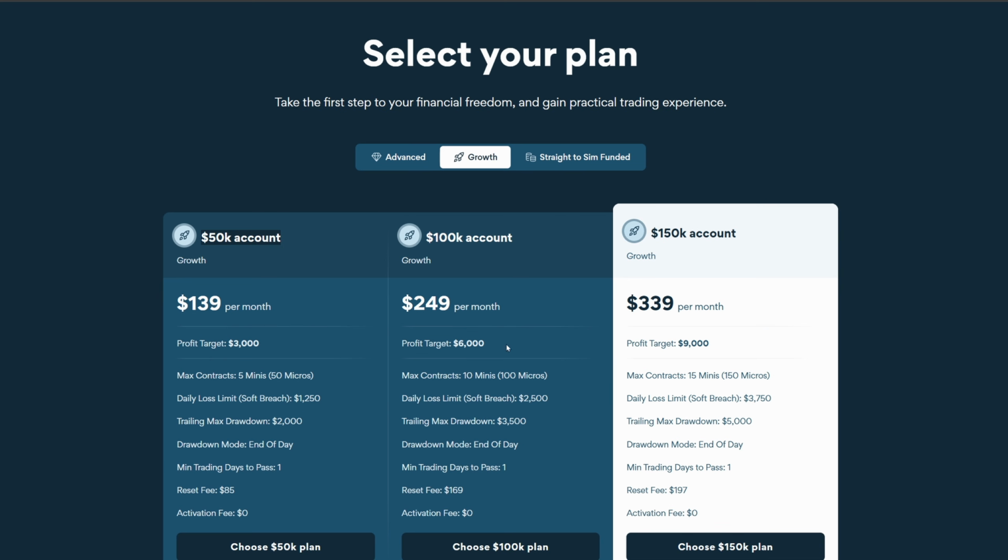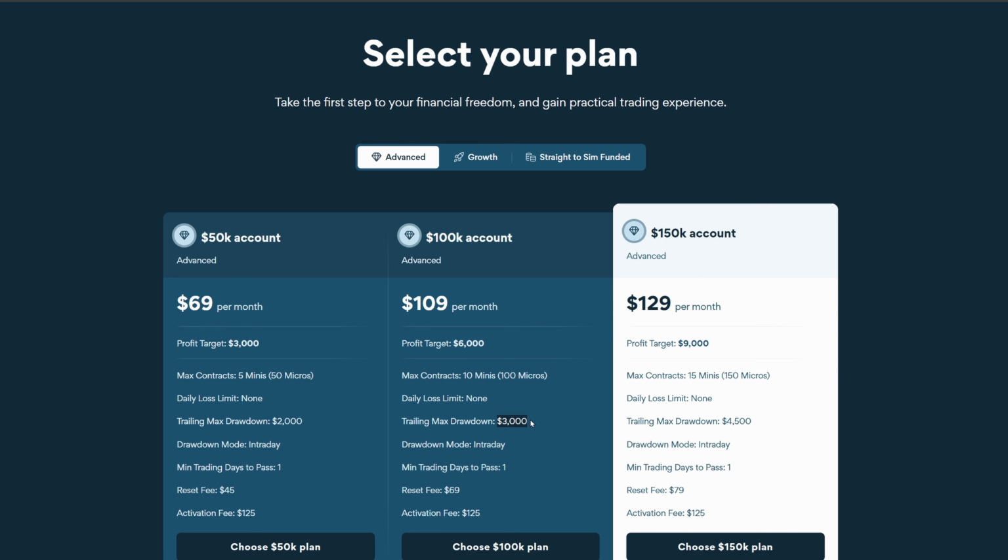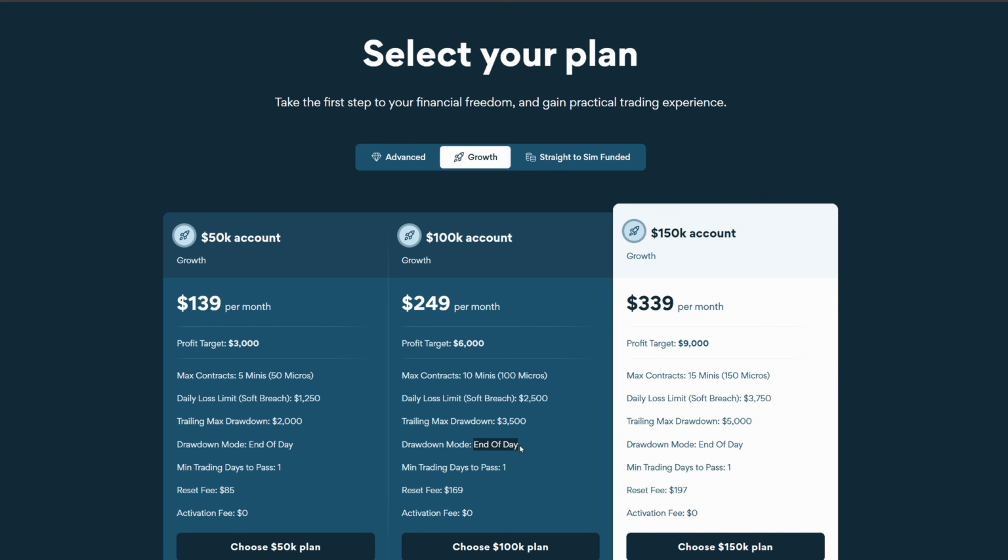Now, in the growth plan, we can see that our trailing max drawdown is $3,500. Well, right off the rip, the 100K growth versus the advanced, we can see that we actually get $500 more of drawdown. However, what's even better about this is, look at it, it's an end of the day drawdown type.